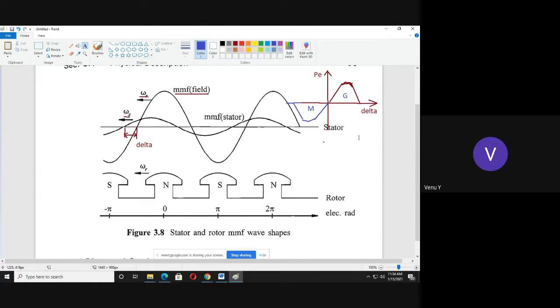Okay, everybody understood this concept? This is very important. Draw the MMF waves of generator mode and also motor modes of synchronous machine. Then you can draw on your own and also explain the power angle curve of corresponding generator mode as well as motor mode. Have you understood or any questions?